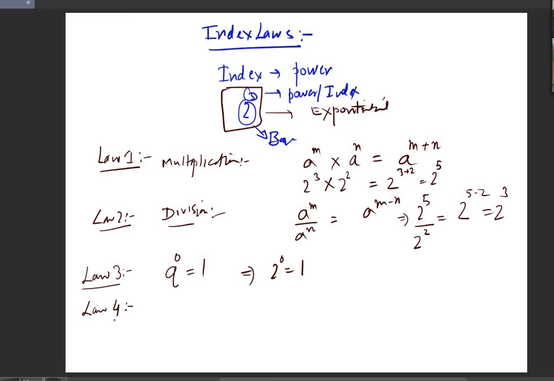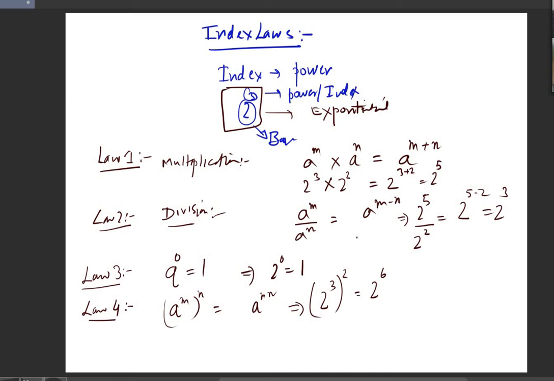Law 4. If you have indices multiplying each other within brackets, that is, overlapping indices, one inside the bracket and one outside the bracket, but the base is only one, now you multiply them. Let's say n times n. Taking 2 as an example base, 2 raised to the power of 3 and raised to the power of 2 will multiply to become 6.